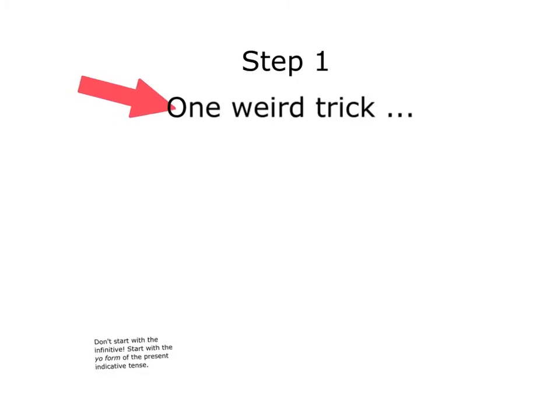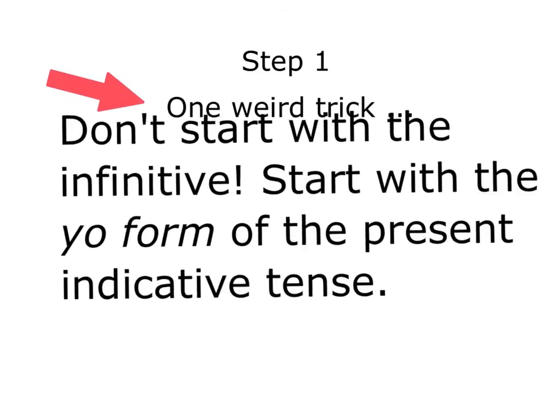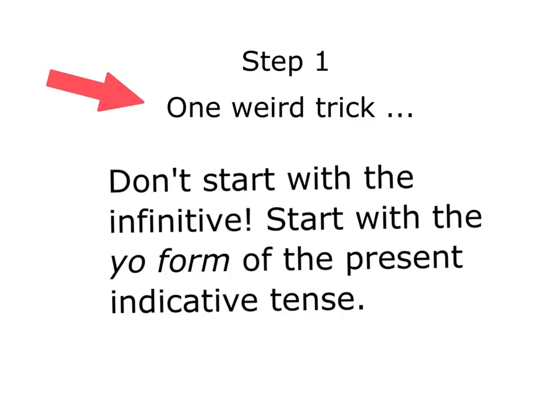Okay, the first step, there is one weird trick that you need here. Don't start with the infinitive. Usually when we're conjugating verbs, we start with the infinitive and chop off the infinitive marker, the AR, ER, or IR. That's not true with command forms. You're going to start with the yo form of the present indicative tense.